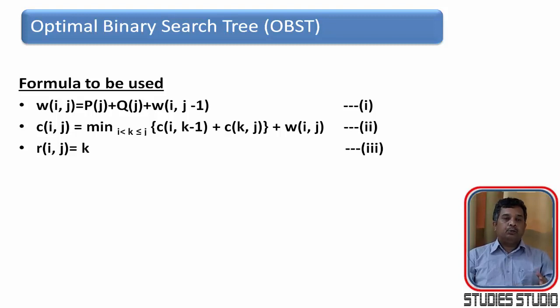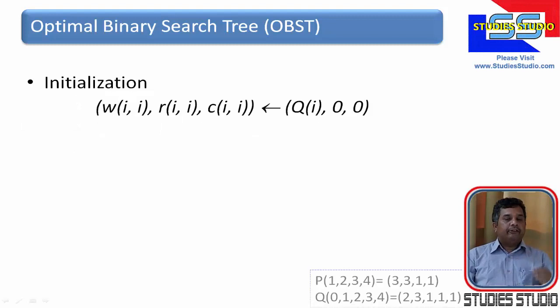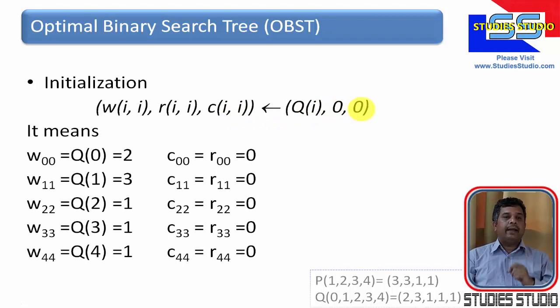How to use it? Don't worry, we are going to do it with this problem. The first thing we are going to do is assign some initial data, that is Wii, Rii and Cii. The value to be Qi, 0 and 0. So Qi values are what? 2, 3, 1, 1, 1.